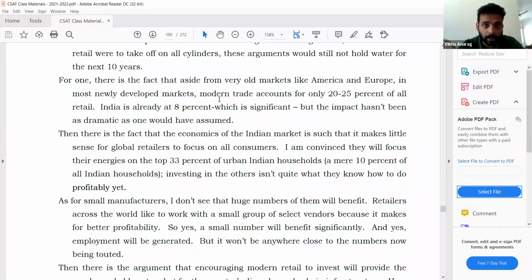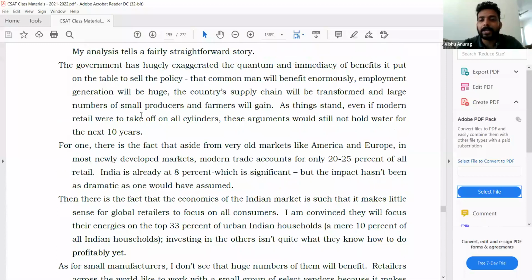Cylinder and water are interlinked. These are figures of speech. Don't take the literal meaning. It's a phrase. To take off on all cylinders means to grow at the fastest possible rate. And not hold water means not be valid. They will still not hold water means they will still not be true. They will not be strong arguments. Okay, so these are figures of speech. Don't take the literal meaning. Got it?